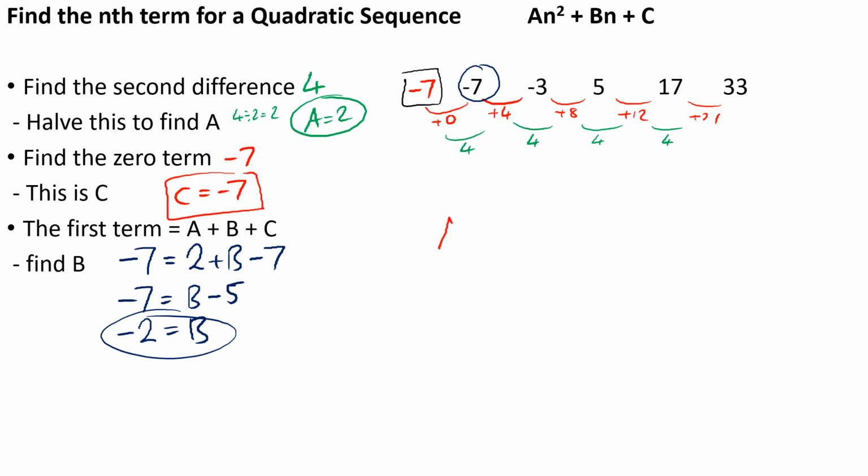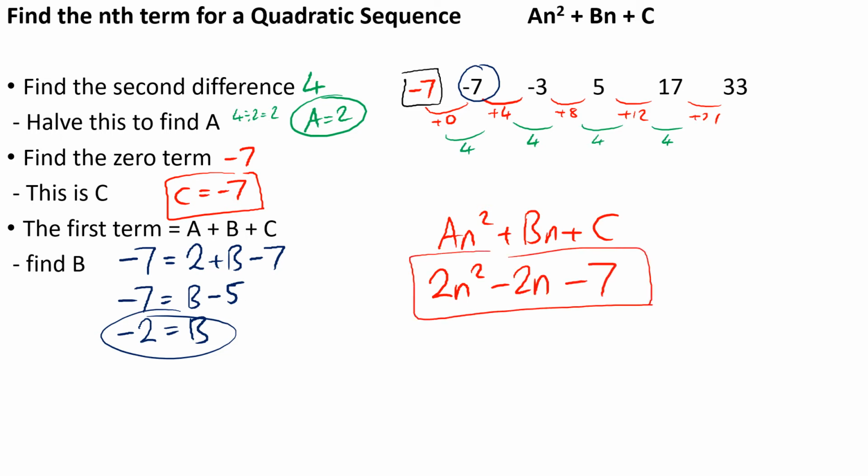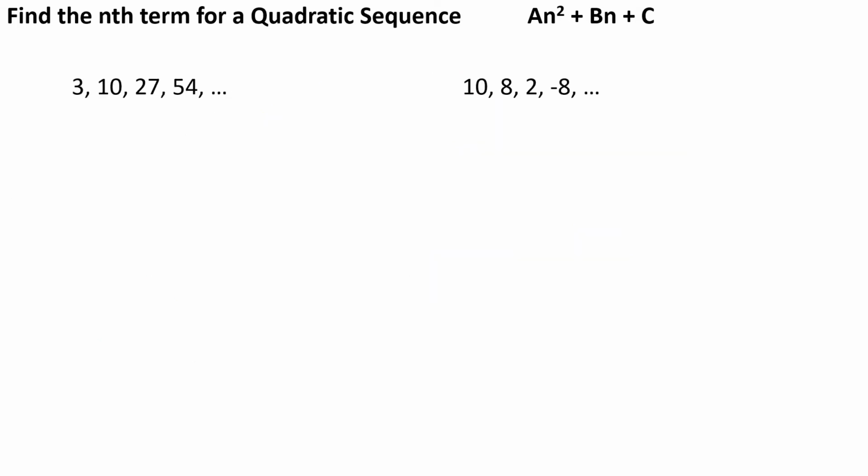So putting it all together, we have an squared plus bn plus c. That would be 2n squared minus 2n minus 7. So yeah, really powerful little shortcut method this. Gets you to the answer pretty quick with some very basic maths. At this stage, I would like you to pause, have a go at these two, and then we'll fill them in when you've unpaused. In 3, 2, 1, let's go.